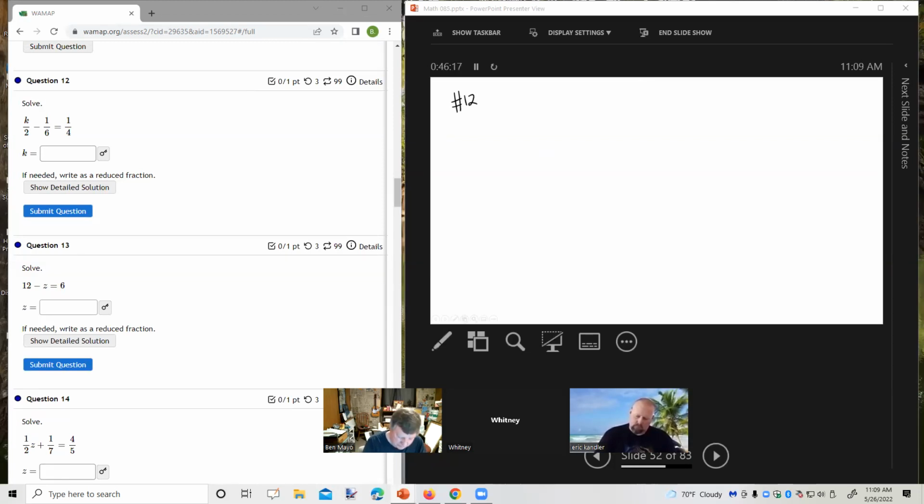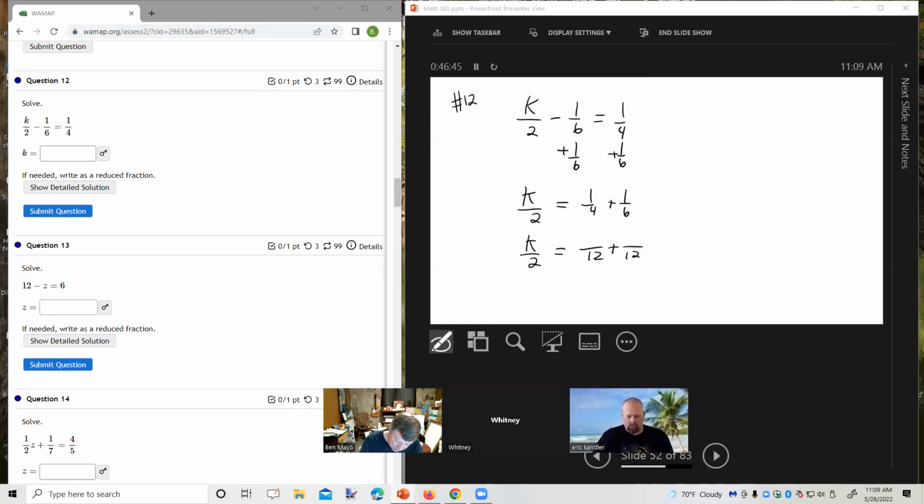Number 12, k over 2 minus 1/6 equals 1/4. We'll isolate the variable term by adding 1/6 to both sides of the equation. Now I have k over 2 equals 1/4 plus 1/6. To add the 1/4 and the 1/6, I need a common denominator, which is 12. So 1/4 times 3/3 is 3/12. 1/6 times 2/2 is 2/12.